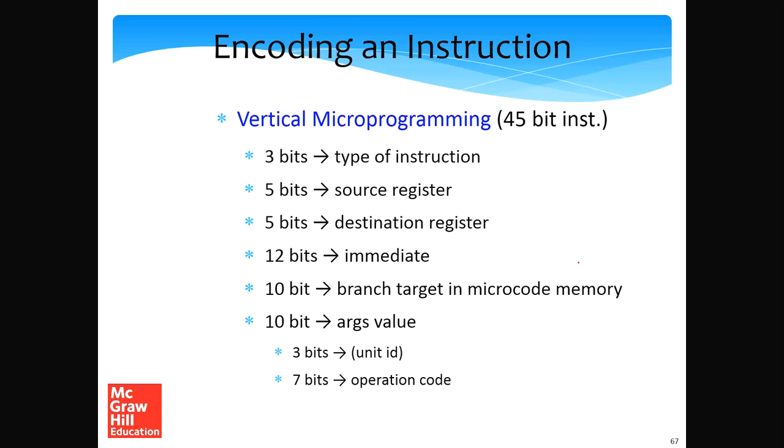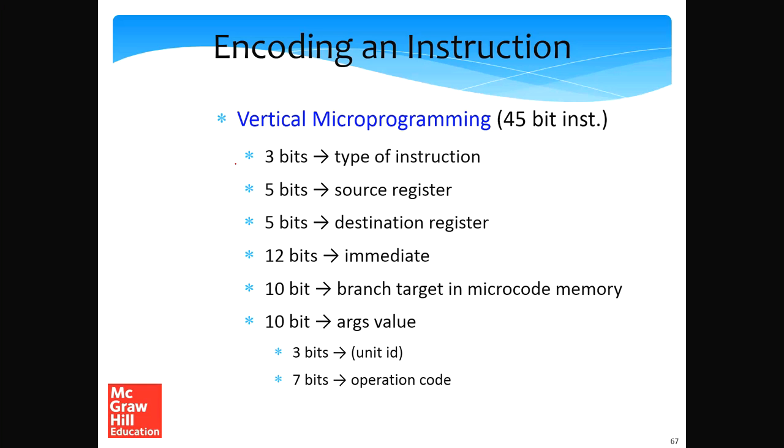All right. So there are two kinds of microprogramming. One is called vertical microprogramming, which has some advantages, and the other is horizontal microprogramming. So let's consider a micro instruction and how it's encoded. This is one particular way of encoding a micro instruction.